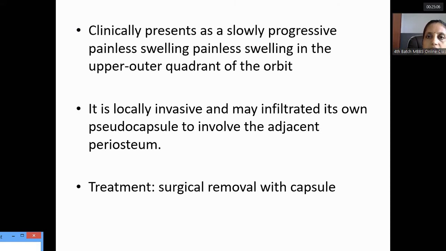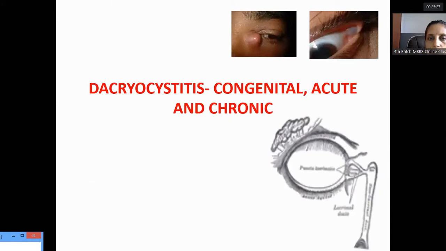Benign tumor clinically presents as a slowly progressive painless swelling in the upper outer quadrant of the orbit, and it is locally invasive and may infiltrate its own pseudocapsule to involve the adjacent periosteum. So treatment is total surgical removal with the capsule. Prognosis is good if we are able to do so.